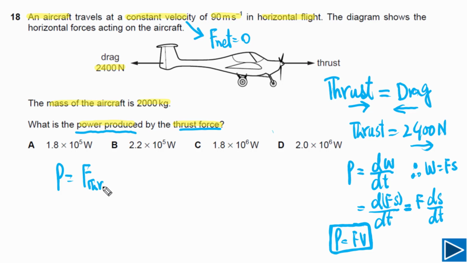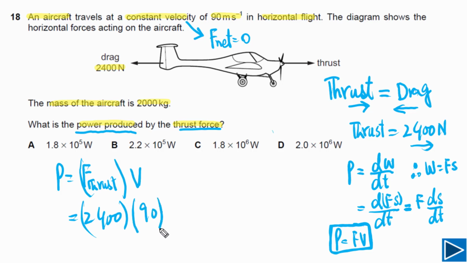This is thrust times the velocity of the aircraft. The thrust force in this case is equal to 2400 newtons. Velocity is equal to 90 meters per second. So we multiply these two quantities, and our final answer will be 2.2 times 10 to the 5 watts. The answer for this question is B.